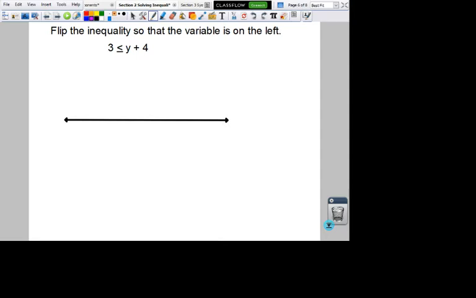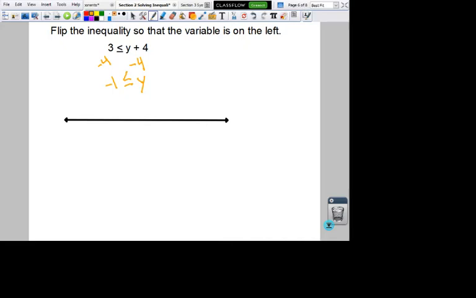So there's one thing we got to watch out for. So I have 3, and then it's less than or equal to y plus 4. We are going to solve this like normal, but then we have something in here that's just a little sneaky. So I'm going to minus 4 on both sides to solve it like normal. I'm going to get negative 1 less than or equal to y.